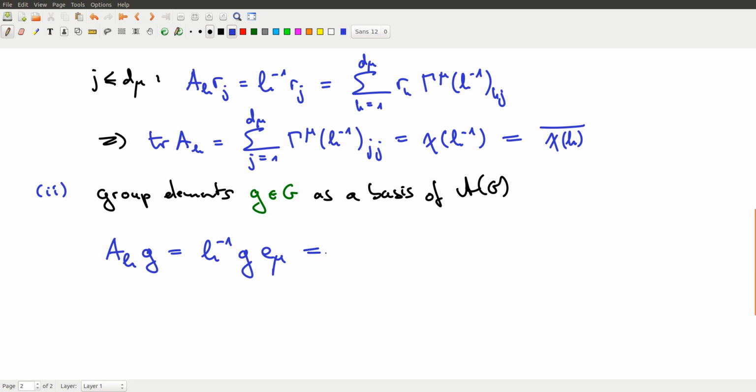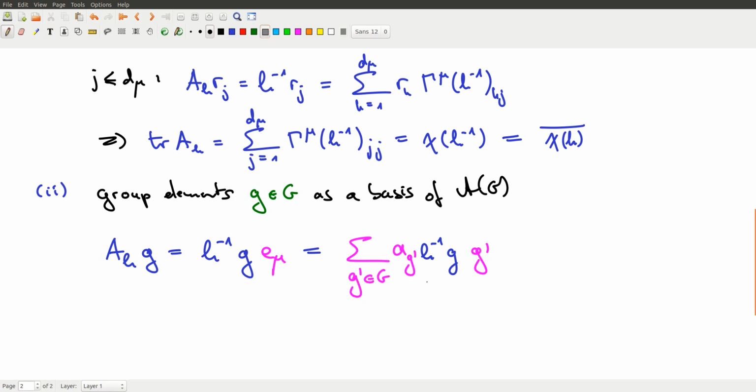And now we substitute the expression for E mu, which we know. So we get, let's say, a sum over the group elements. Let's call them G prime. Some coefficients here, A sub G prime, and then there's a G prime here, and the H inverse and the G I copy from here.